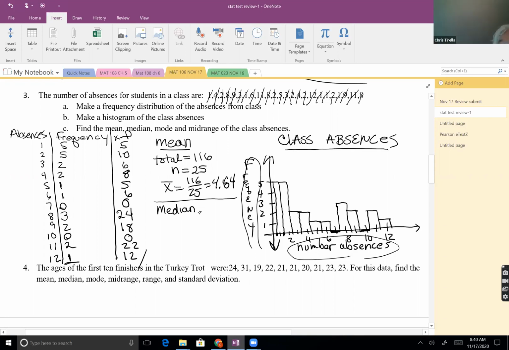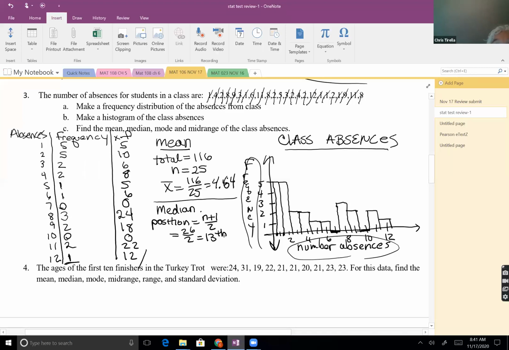For the median, we want the middle value. In order to find that middle value, we could take this list and put them in order. I'm a little lazy though. So in order to find the median, rather than writing them all out in order, remember we talked about the position of the median, and it was the number of values plus 1 divided by 2, which would give me 26 over 2. So it would tell me that it's the 13th number in my list.